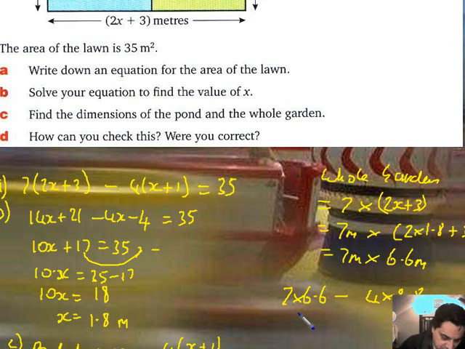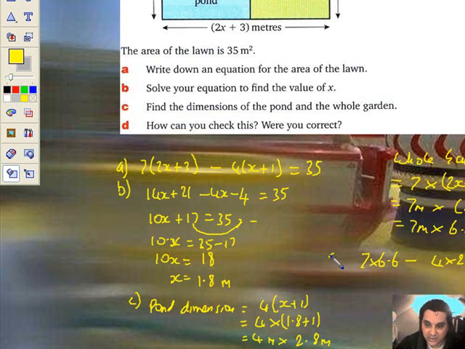7 times 6.6 is me trying to answer part D now, so let's just put a D there. That comes to 46.2. Take away 4 lots of 2.8. Yep, 4 times 2.8 is going to be 11.2. So 46.2 take away 11.2 gives me, I pressed the wrong buttons, 46.2 take away 11.2 gives me 35.